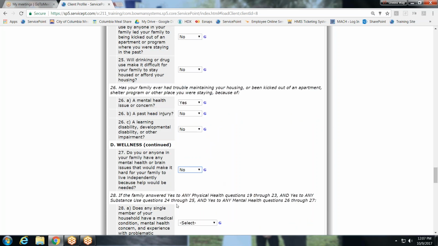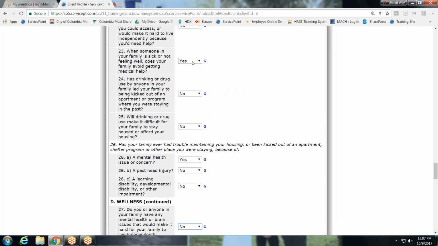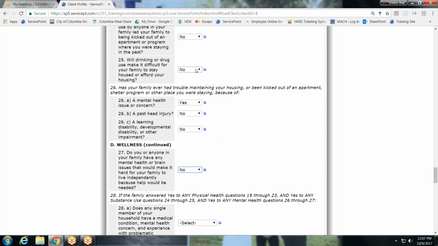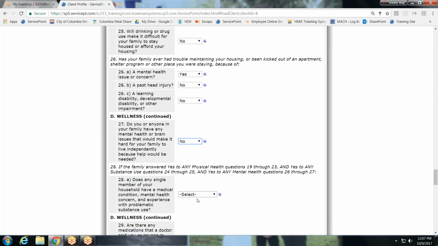All right, so for this next one right here, we need to refer back to the questions that Shay answered for us before. So if the family answered yes to any physical questions 19 through 23, so let's go back and see if she answered yes to any of those questions. So we see yes for question number 23, she did answer yes. And then if she answered any two questions 24 and 25, so no, she did not answer yes to any of those questions. And then she answered yes to a mental health concern, but they all have to be yeses in those three different categories. So with this one, we don't have to answer this one for her. It has to be NA or refused, okay?